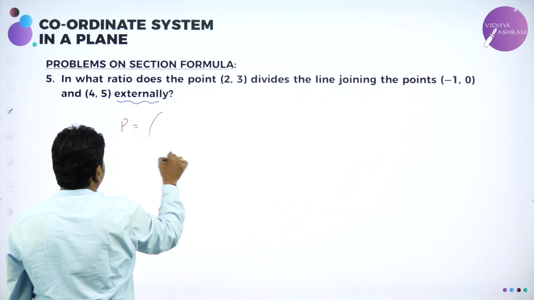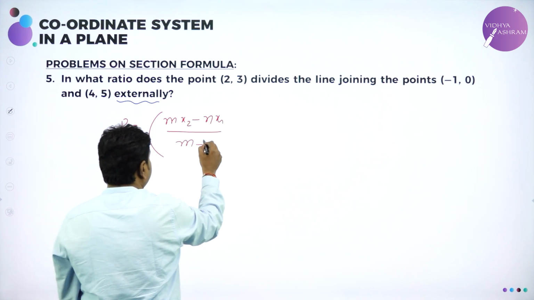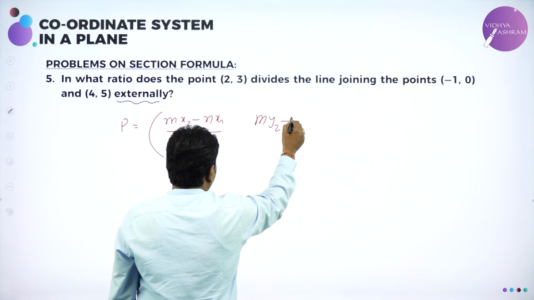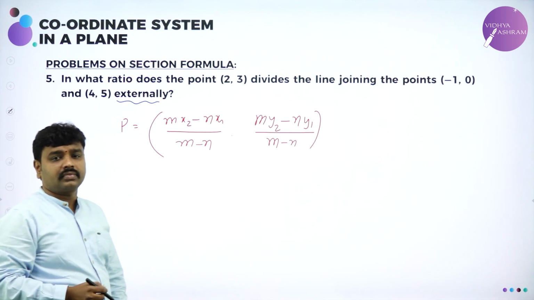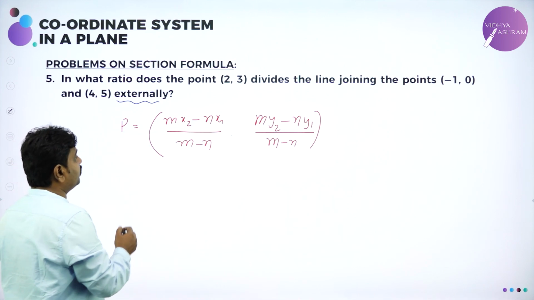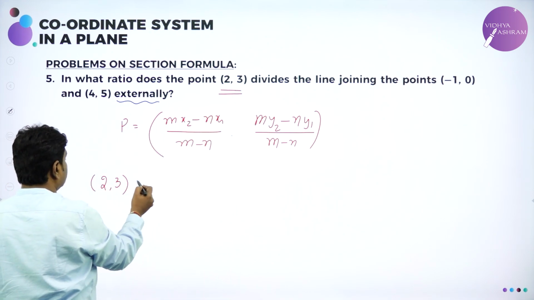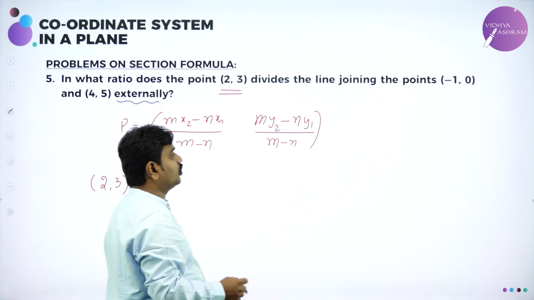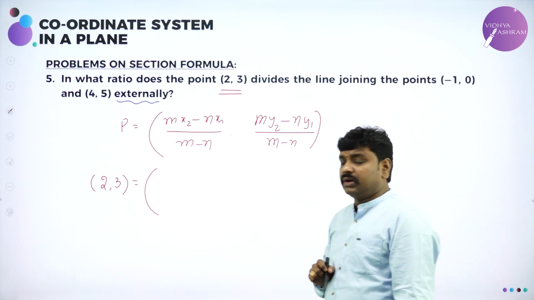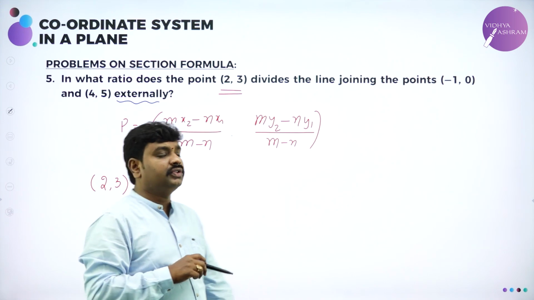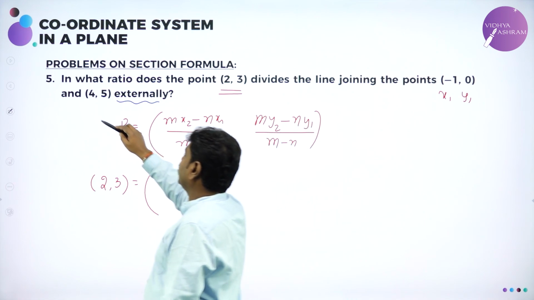What is the point of external division? mx2 minus nx1 divided by m minus n, my2 minus ny1 divided by m minus n. Hope all of you understood this. Now, the point of division is 2, 3. In the place of P, I will put 2, 3. The first point is x1, y1 and the second point is x2, y2.